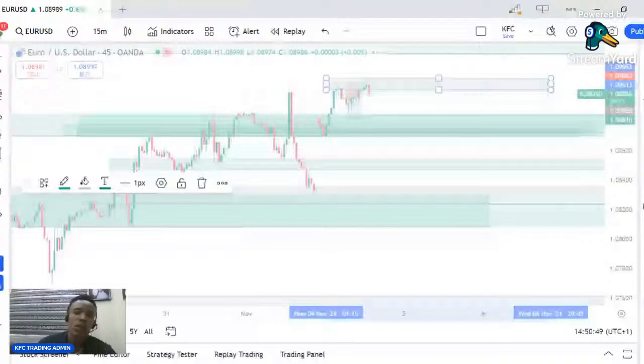So let me drop my risk now because of the first loss we took at the exit. I dropped my risk a little bit so that I can be able to leverage on this. That's proper risk management. Okay, so selling EU, selling GU.